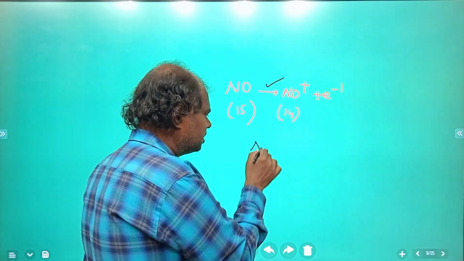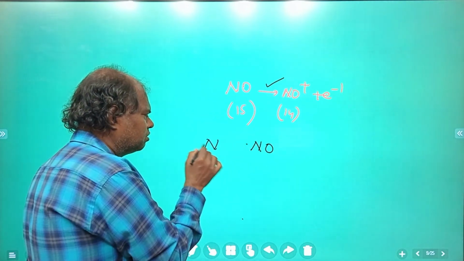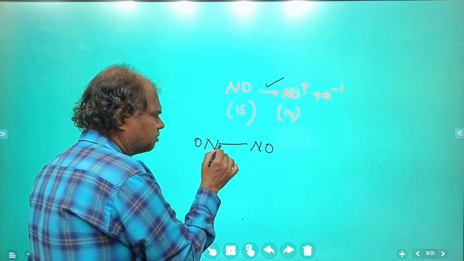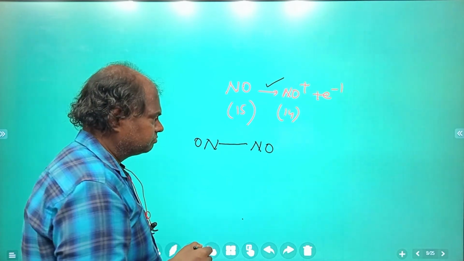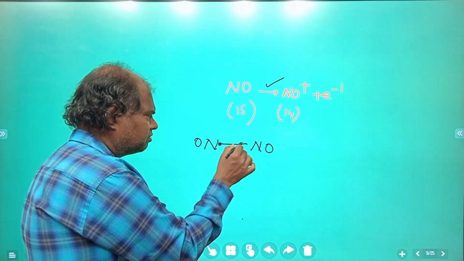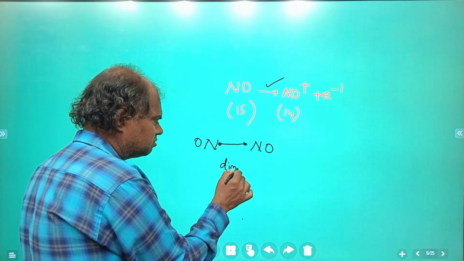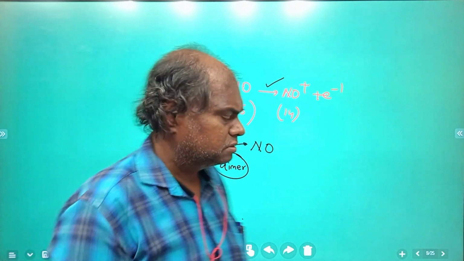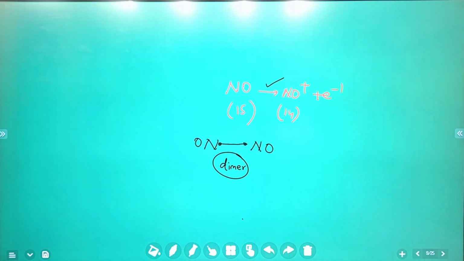One more thing they can ask you in the exam, students, is NO dot. Suppose I have two NO molecules. They will form a bond now. By forming a bond, that unpaired electron will become paired. One electron here, one electron here, so they will form a bond. It will form a dimer actually. Can you please note down these things?